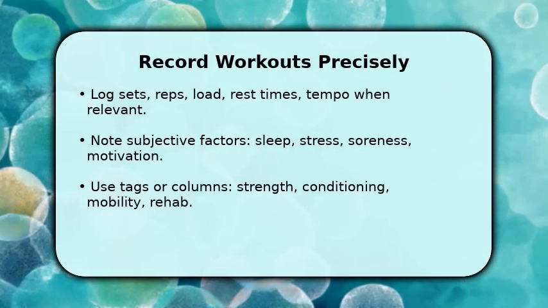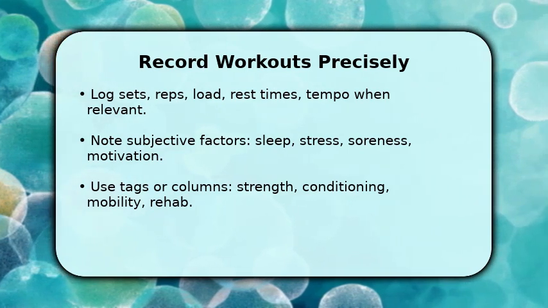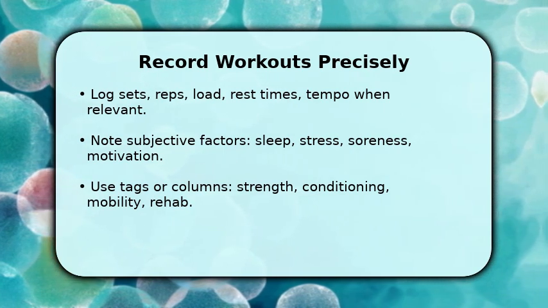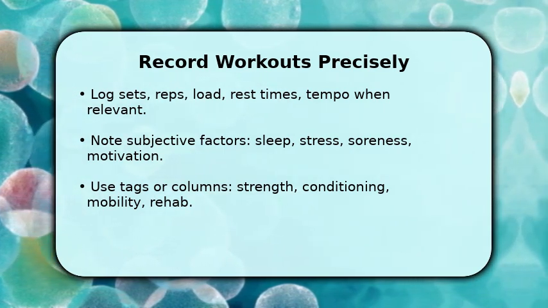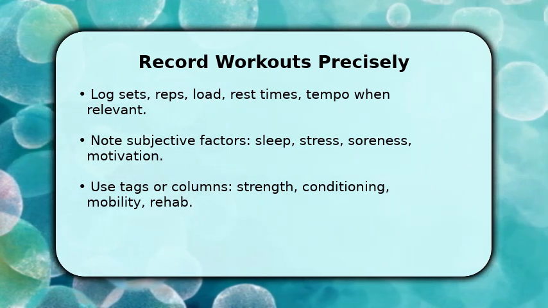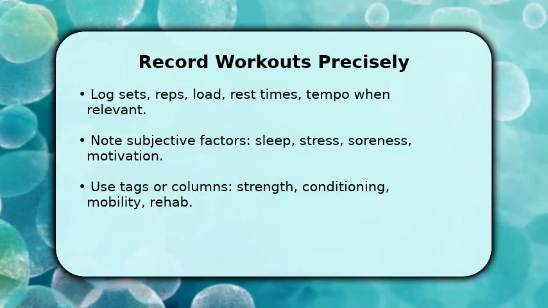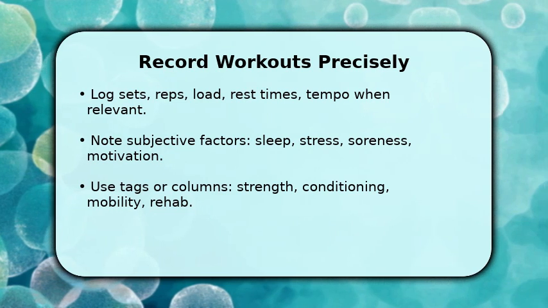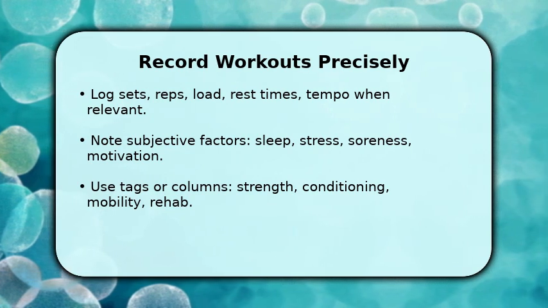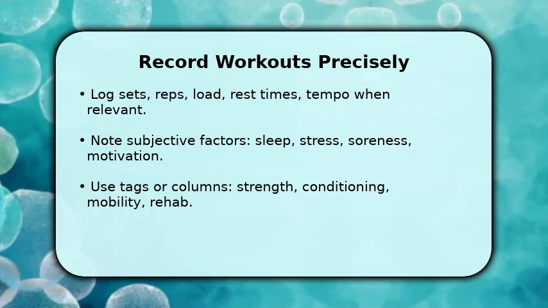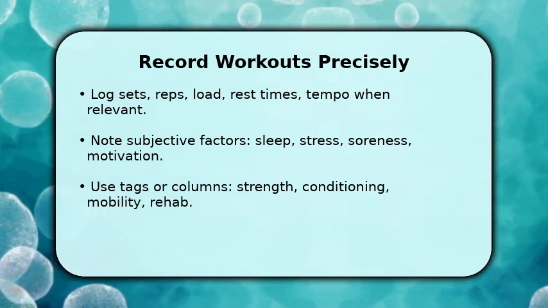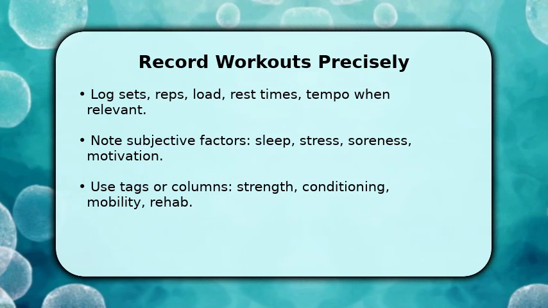You now move into consistent, precise recording for every session. For each exercise, write sets, reps, load, rest times, and tempo when it matters so you can assess volume and progress. Once done with numbers, jot subjective context. Sleep quality, stress, soreness, and motivation, these explain fluctuations. Make sure to tag sessions as strength, conditioning, mobility, or rehab so filtering is easy. If you use a spreadsheet, add formulas for weekly volume. If an app, learn its export features for deeper analysis.